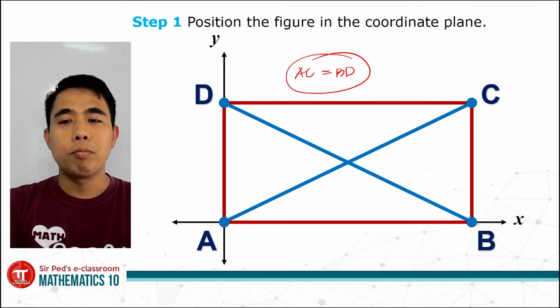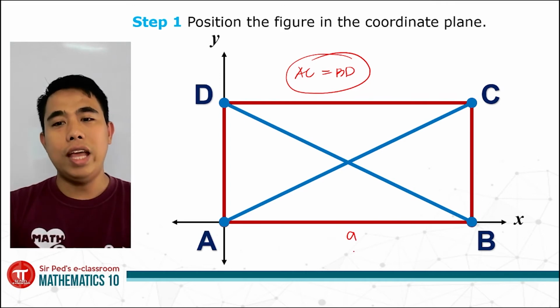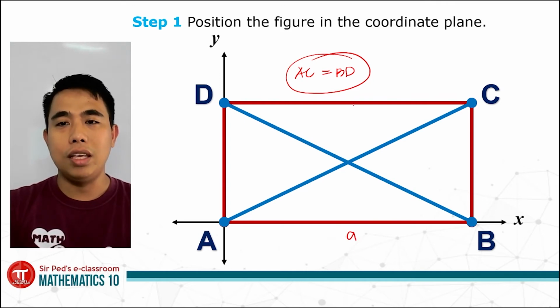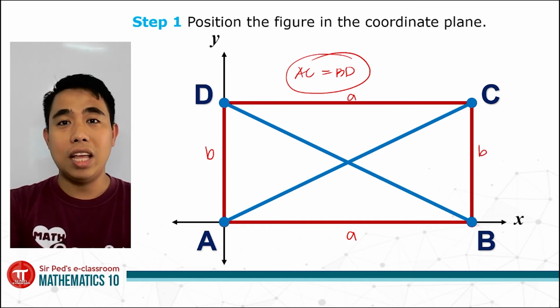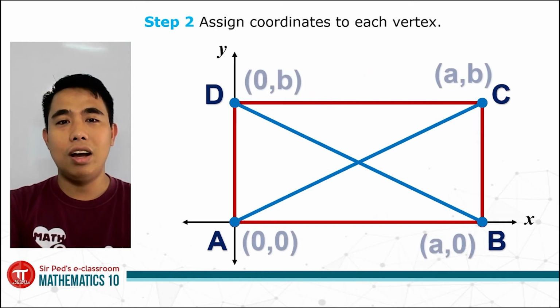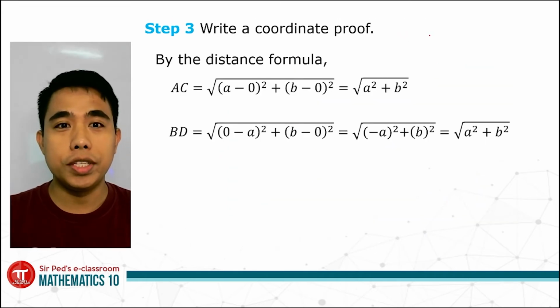Okay. And then, by the way, mag-assume muna tayo. Let the length of AB be a. So therefore, eto a din. Let the length of AD be b. Therefore, this is also b. So yung coordinates na ng ating rectangle, vertices ng rectangle are eto. So 0, 0, a, 0, since this is a, this is also a. The length here is b, and this is also b. So a, 0, a, b, 0, b. Okay, now let's proceed to step 3.